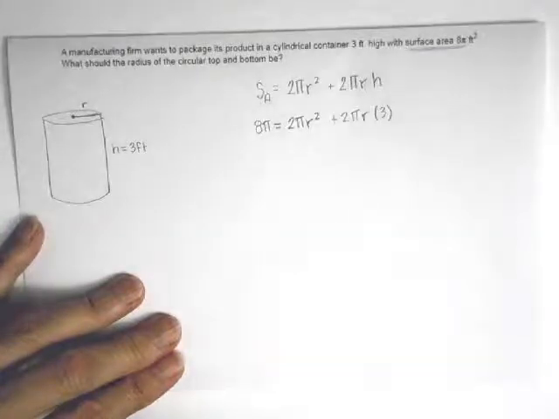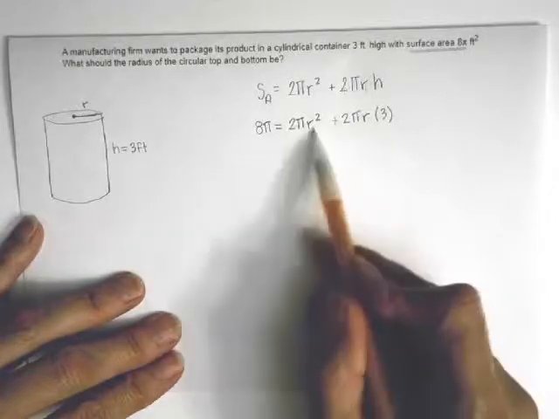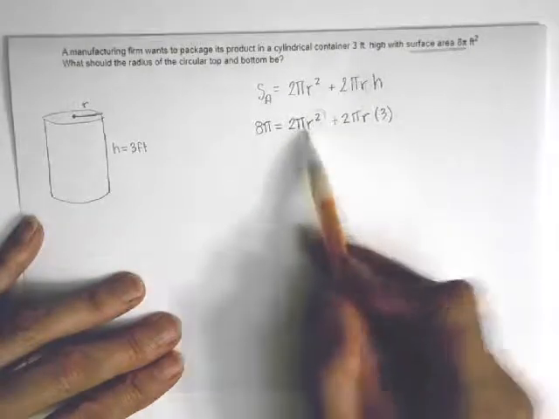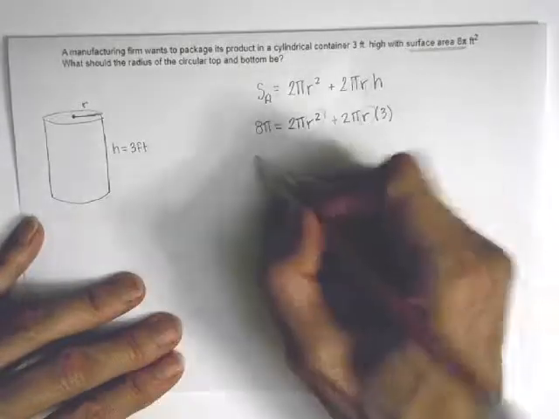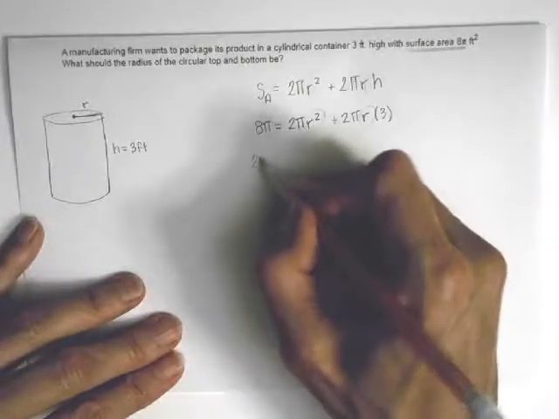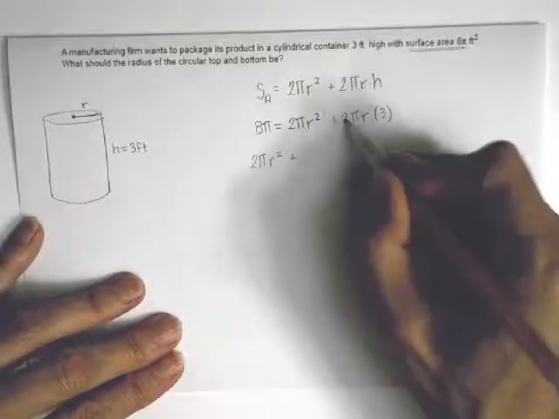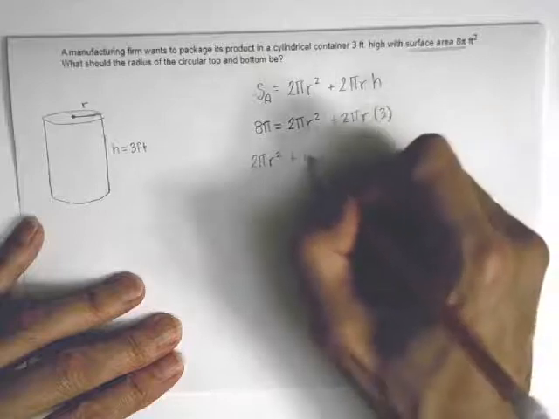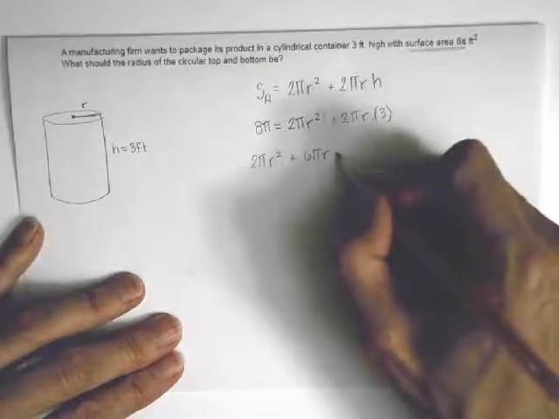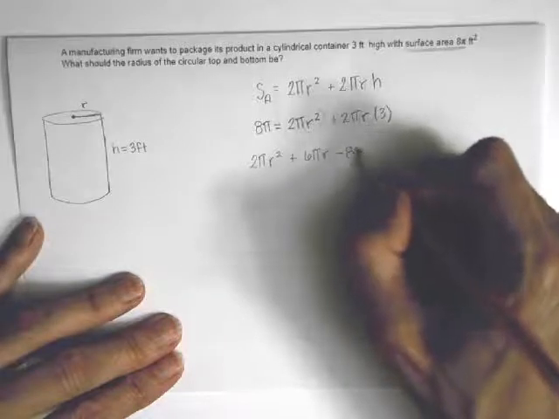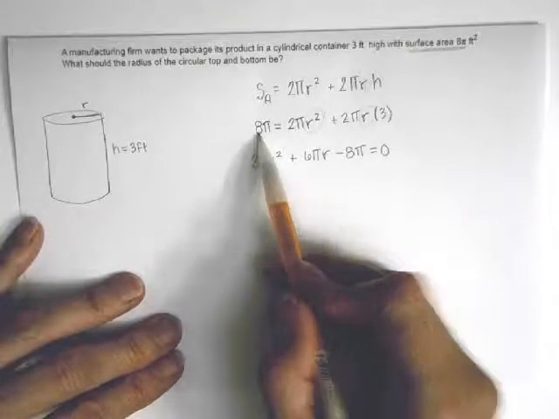So this equation looks completely confusing because of the pi's in here. But notice it still has an r squared and it still has an r, and we can make this equal to 0. So I'm going to write this as 2 pi r squared plus 2 times 3 is 6, so that's 6 pi r minus 8 pi is equal to 0. Because if I subtract this to the other side, it'll be equal to 0.